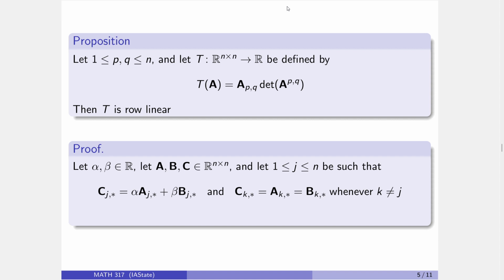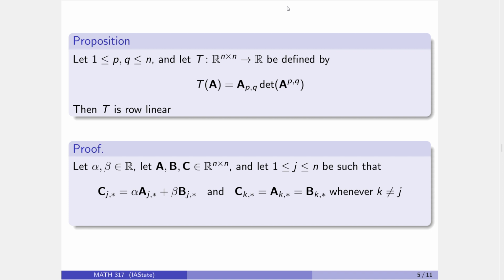I want to prove that this mapping is row linear, so that means I need a matrix where a linear combo is happening in a row, and all the other rows are uninteresting. So we have a trio of matrices A, B, and C, where row J has the linear combo, and in all the other rows nothing is happening. All right, so what do we need to look at? Well, I need to show that T of C is equal to alpha times T of A plus beta times T of B. I want to show it's linear with respect to the rows.